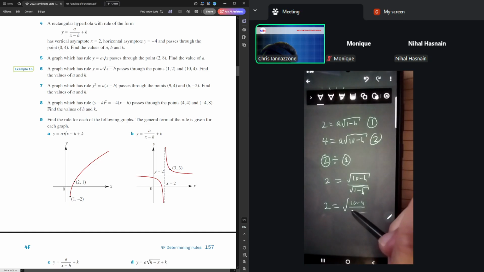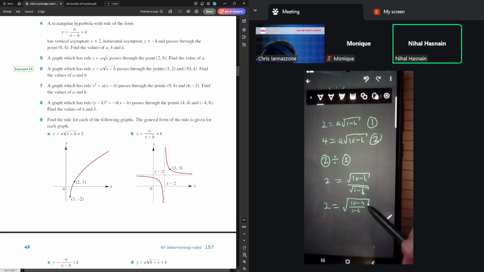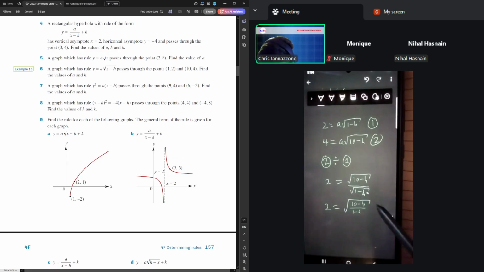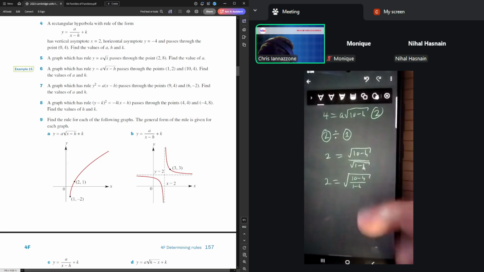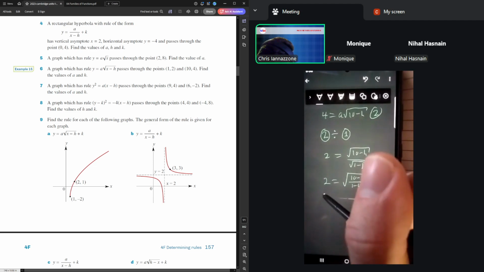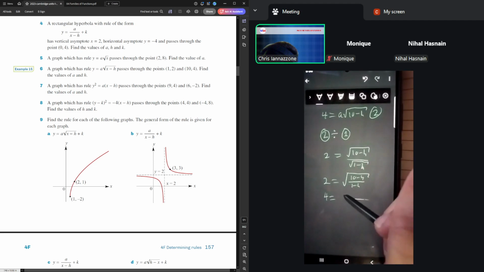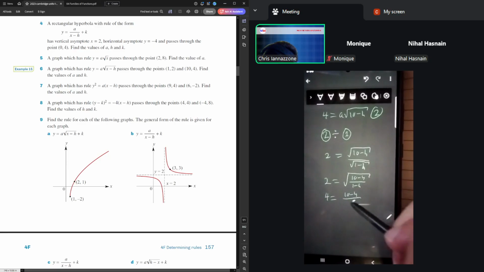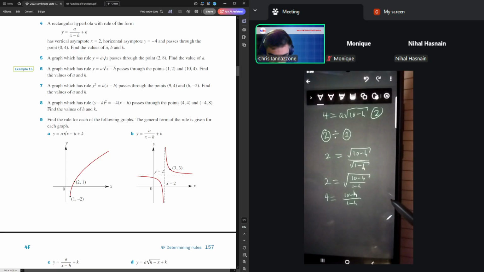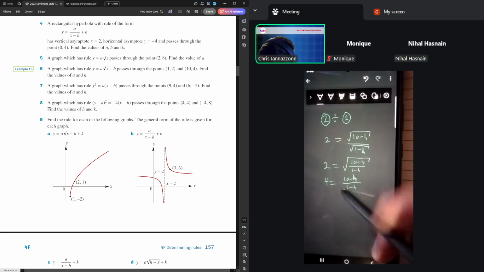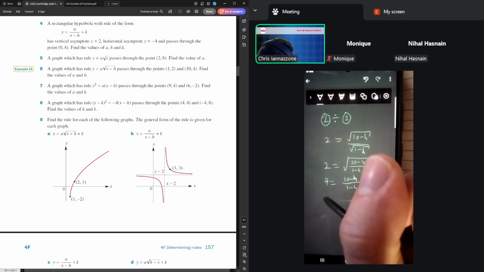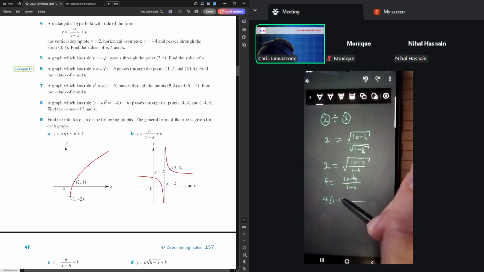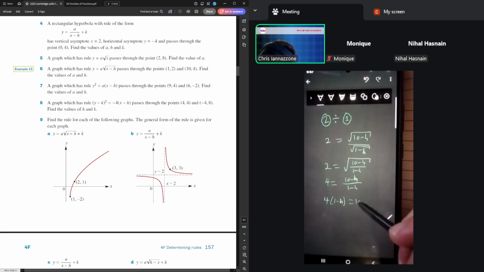So 2 squared. Yeah, so the first step was basically consolidating the roots, and then the second step would be squaring both sides to cancel the root. So 2 squared gets you to 4 equals 10 minus h on 1 minus h. And then from here, this is just linear at this point, right? So multiplying both sides by 1 minus h.